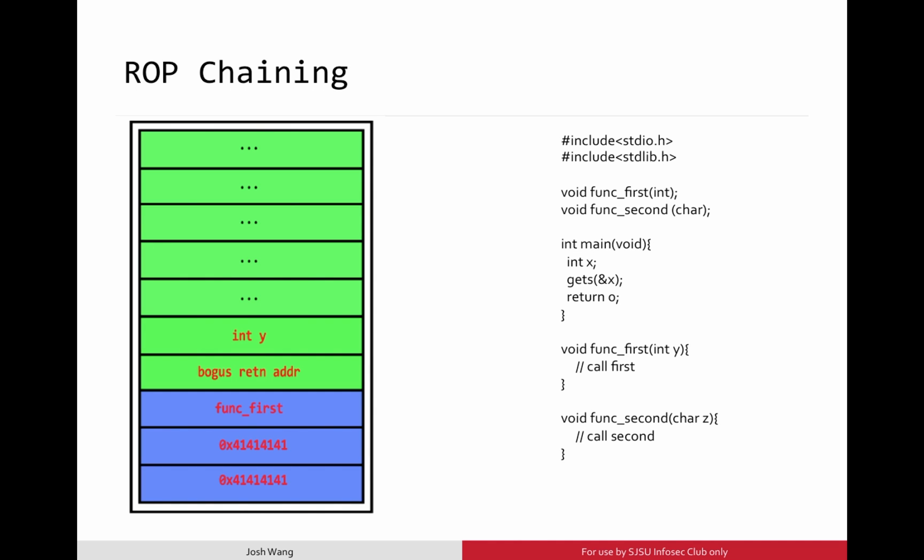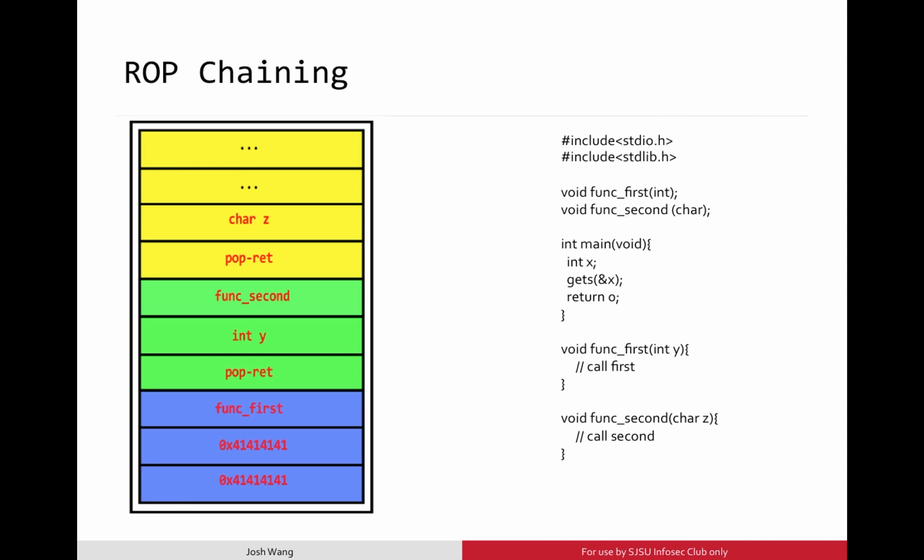But the problem is if we just replace the bogus return address with the address of func second, it's going to conflict with func second's stack frame because you want to pass in char z. So what we want to do is something like this. We want to find the address of a pop return instruction so that it pops the argument int y off the stack and then returns to func second. Then we repeat the same thing with func second. We'd set the return address to pop ret again if we want to call another function after func second. So that's basically what ROP chaining is.